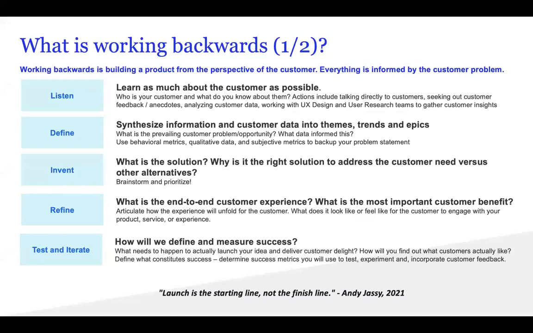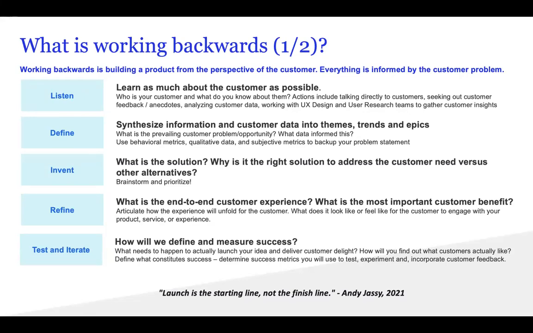So let's dive right in. What is working backwards? In a nutshell, working backwards is building a product or a program or whatever it is that you're trying to do from the perspective of the end customer. Everything that you do, every action, every artifact that a customer might use is informed by the customer problem. And there are 5 key dimensions when you think about working backwards. So let's go through them one by one.